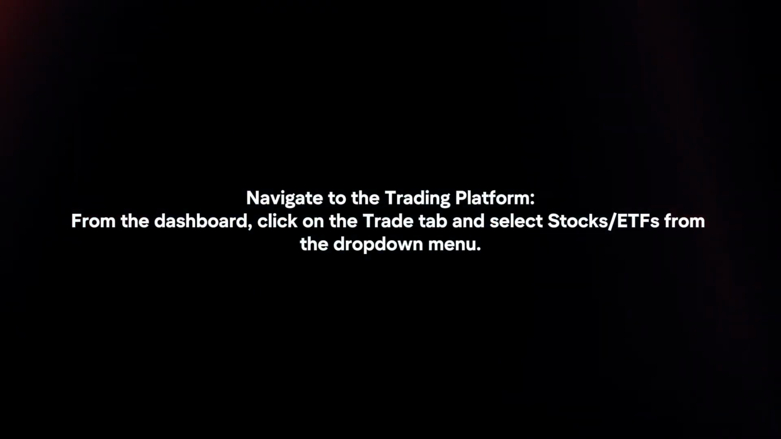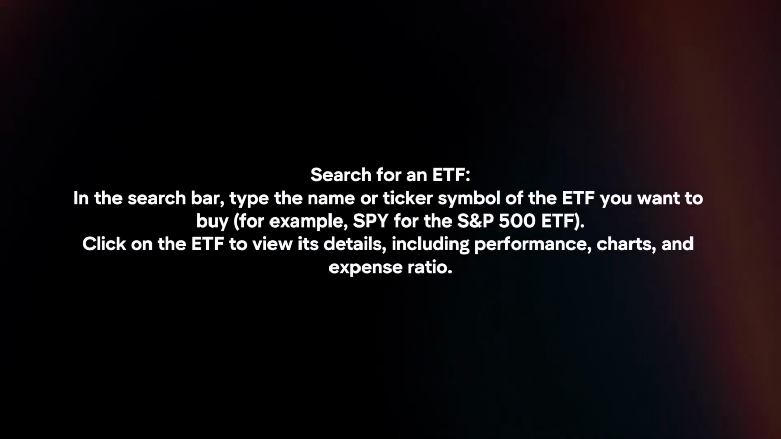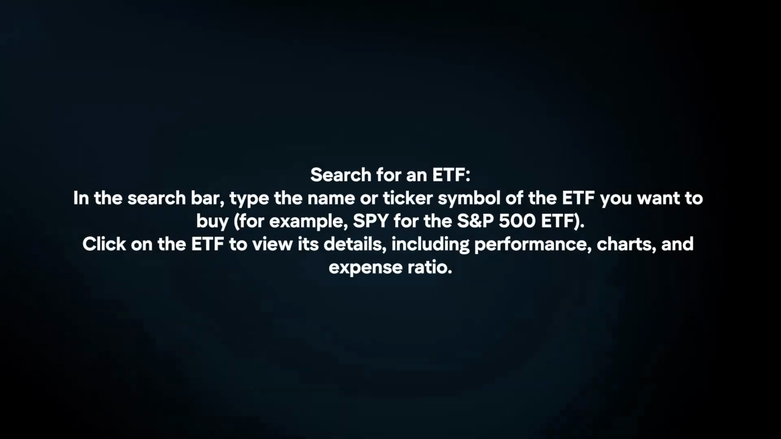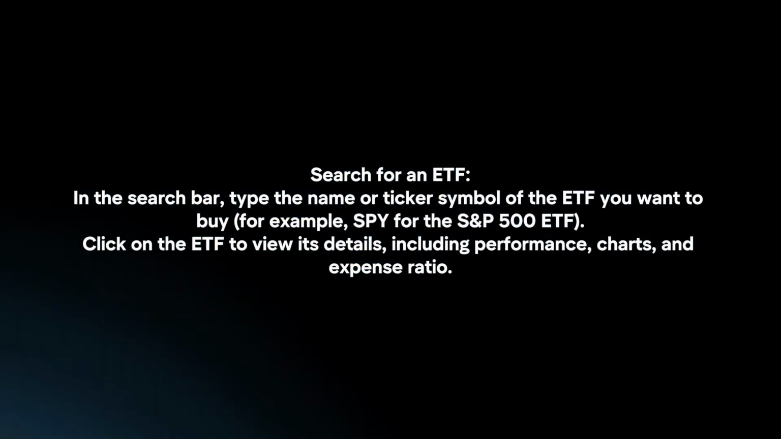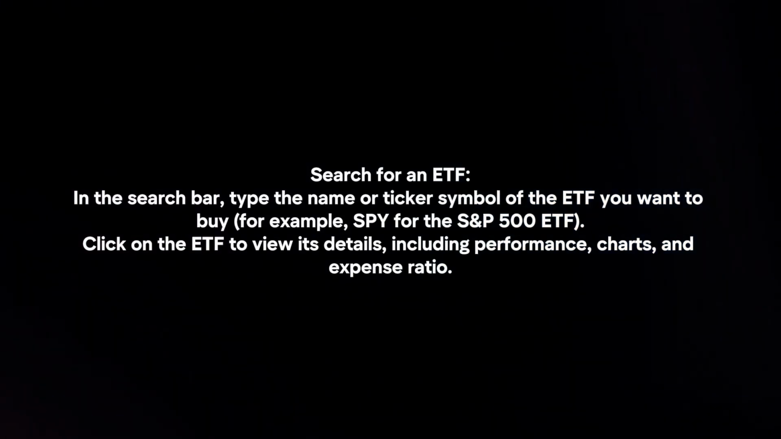Navigate to the trading platform. From the dashboard, click on the Trade tab and select stocks or ETFs from the drop-down menu. Search for an ETF. In the search bar, type the name or ticker symbol of the ETF you want to buy. Click on the ETF to view its details, including performance, charts, and expense ratio.